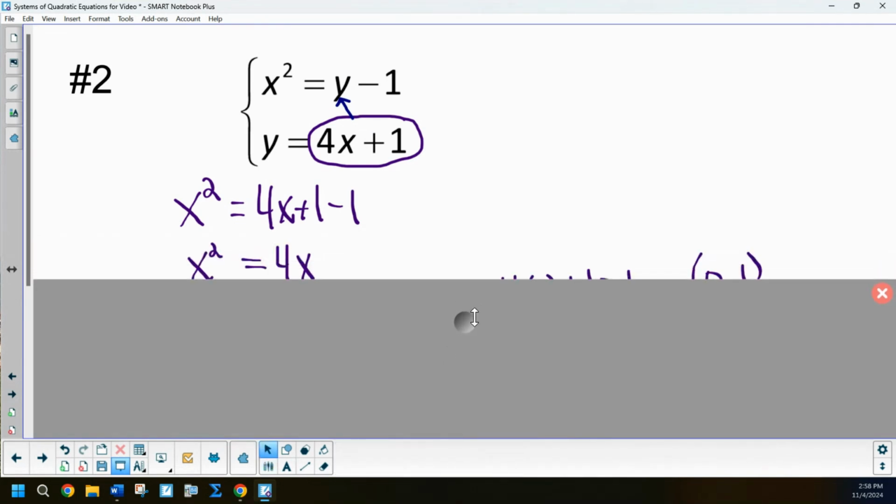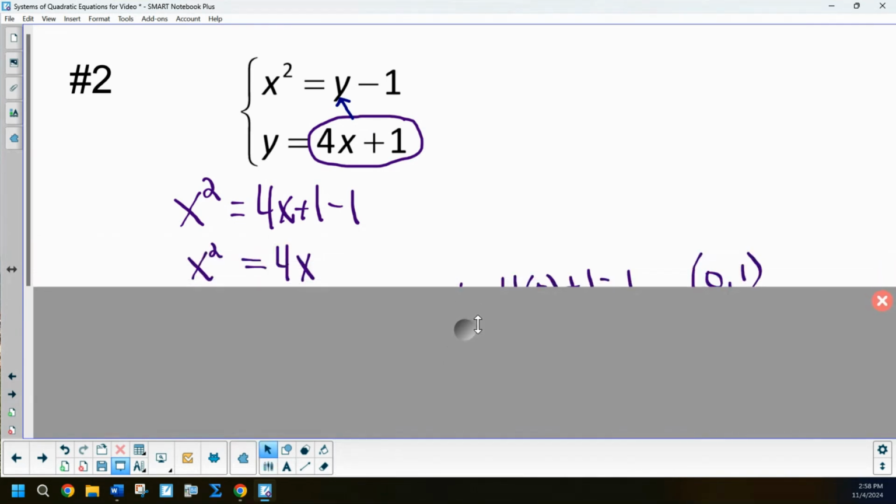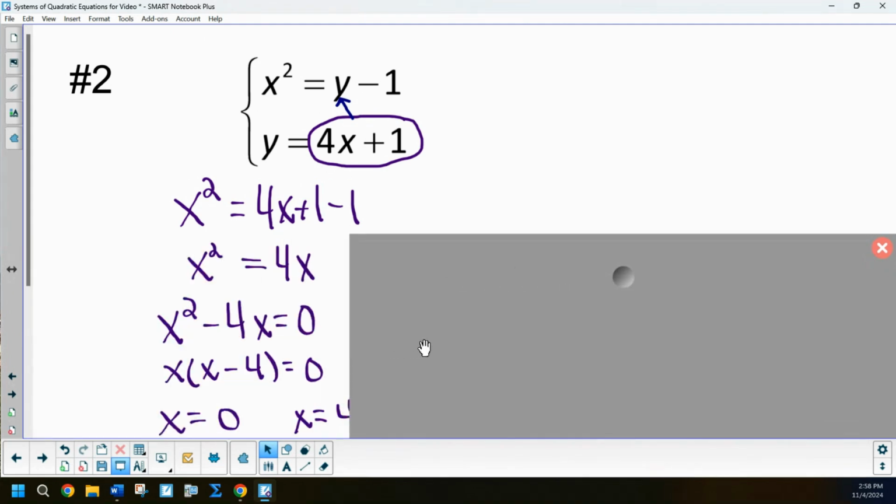Okay, so for this problem, what ends up happening is the ones go away. And so I've got x squared equals 4x, so I'm going to move the 4x to the left. So I subtracted it to the left, so it's equal to 0. So that's my first step.